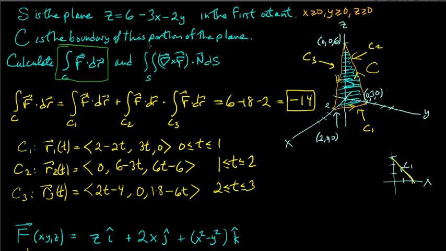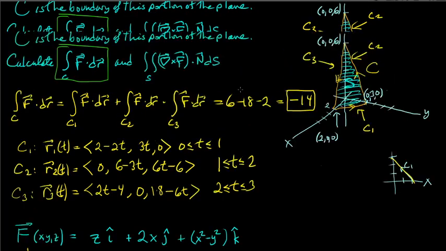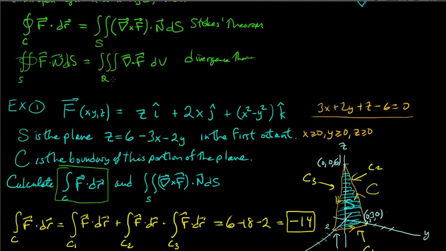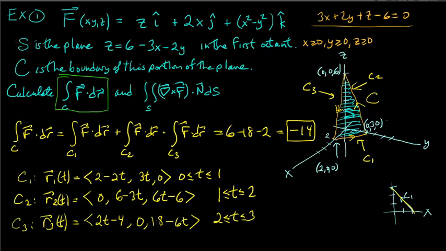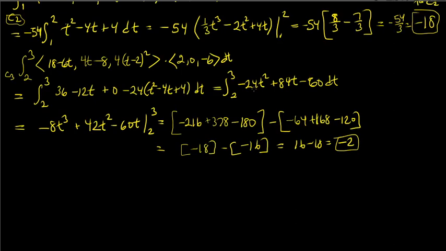All right, now let's calculate the surface integral. Okay, and it should be the same, right? According to Stokes' theorem, they should be equal. That's what it says. So let's just work that out. This is the surface integral of the curl of f, so we'll have to calculate the curl of f, and then dot n dS.